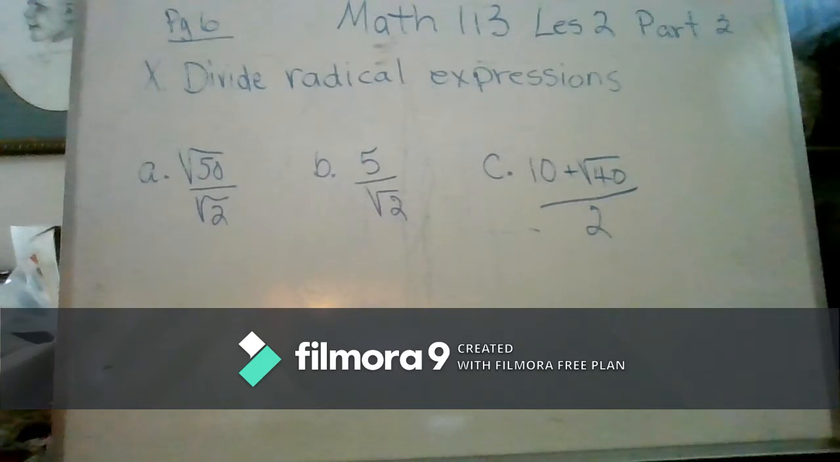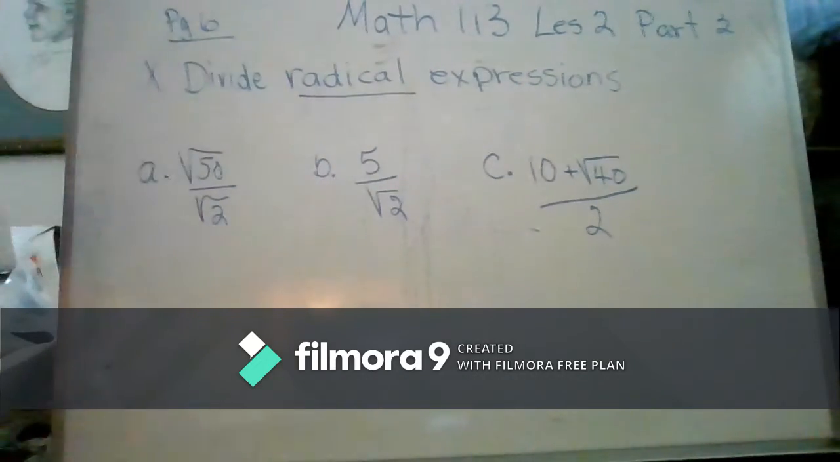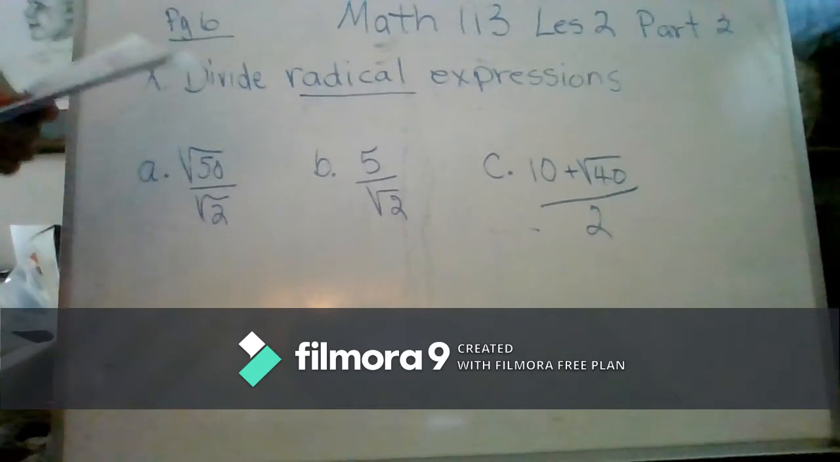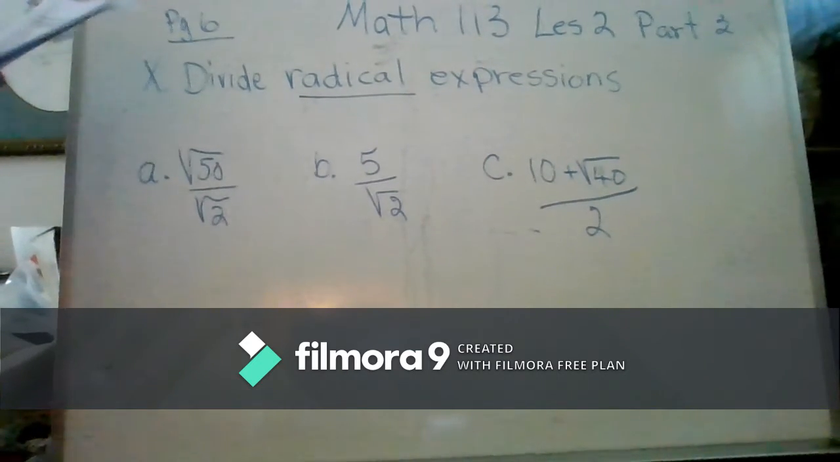So we're ready now for the second part, which is number 10 concept, and we're dividing radical expressions. To divide radical expressions, we either simplify each radical and then reduce, or we rationalize the denominator by multiplying both the numerator and the denominator by the conjugate of the denominator. The conjugate of a plus bx is a minus bx, and that note is on page 6.